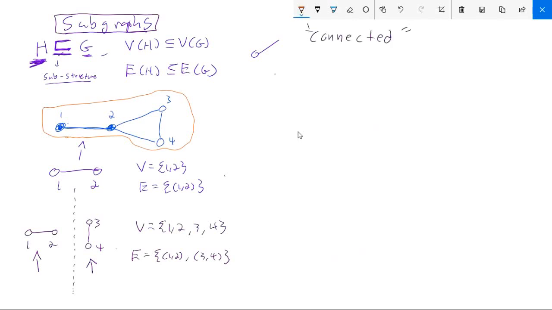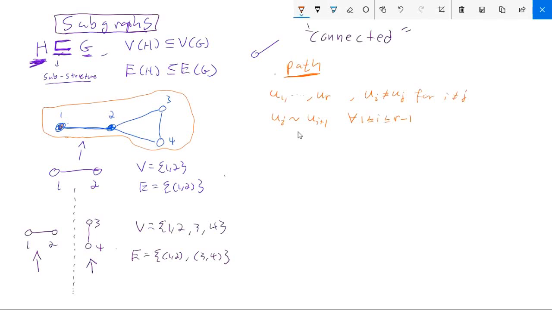To make this idea more precise, we're going to first define the notion of a path in a graph. So if I have a sequence of vertices u1 up to ur, such that all of these vertices are distinct, so ui is not equal to uj for i not equal to j, and I require that ui is adjacent to ui+1 for all i, which is at least 1 and at most r minus 1, then this is called a path belonging to the graph.